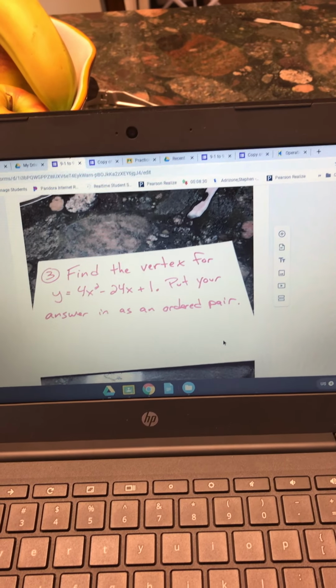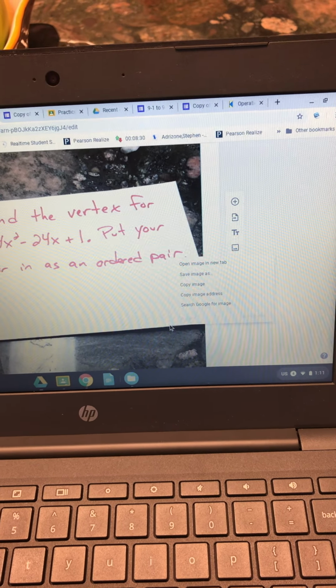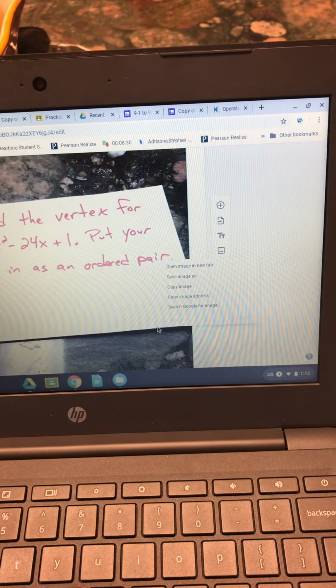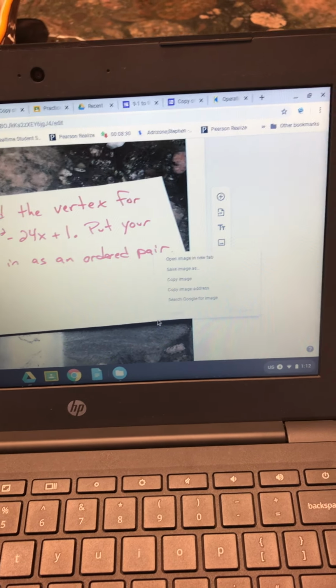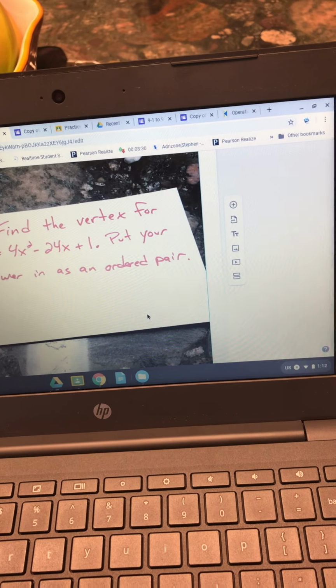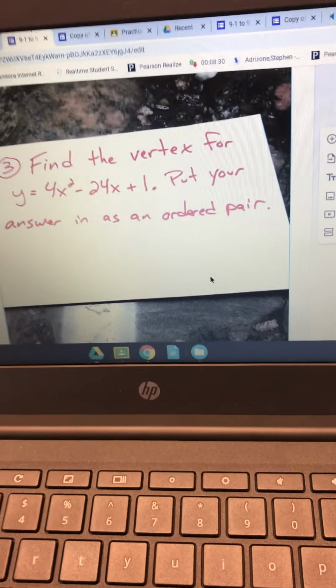Find the vertex for the quadratic. So the quadratic, we see y equals 4x squared minus 24x plus 1, which, by the way, when I went in to look at your scores, a lot of you guys had this correct. They just marked it wrong because you either didn't put it in with the parentheses, or a space was missing or something like that, but you might have had this one right and it marked it wrong.